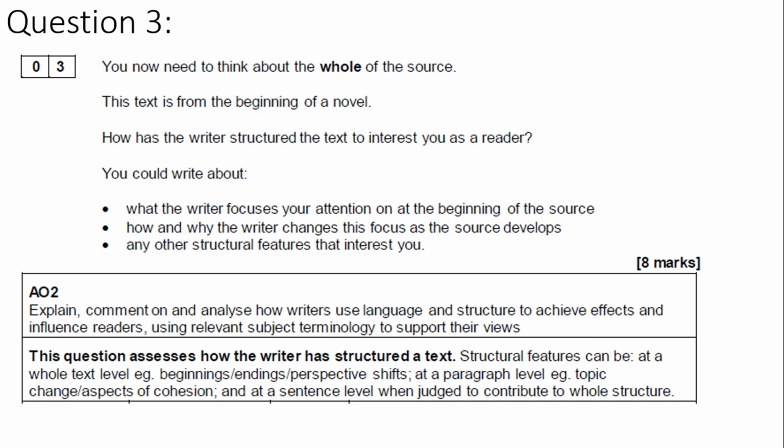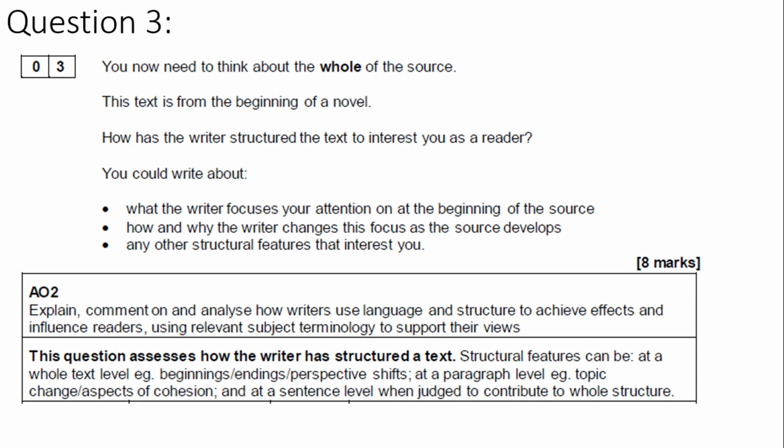So it could say this text is from the beginning of a novel. It could say this text is from the middle of a novel or short story, or it could say it's from the end of a novel or short story. And so we need to wonder why this point is made and how this can help us. The actual question itself always remains the same. That's the third line. How has the writer structured this text to interest you as a reader? And it was always worth 8 marks. But like I said, today in this PowerPoint, we are only looking at this second line.